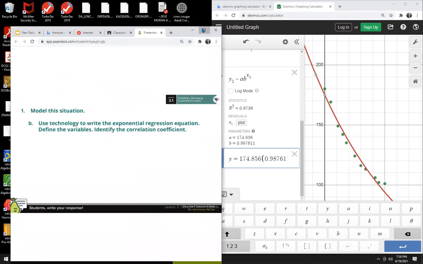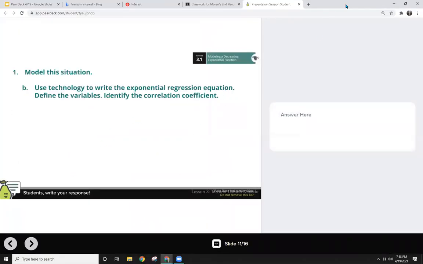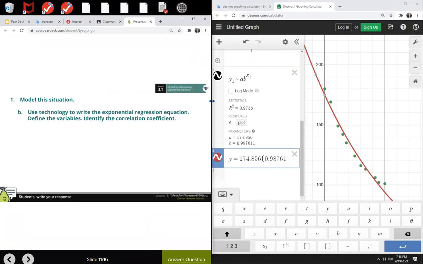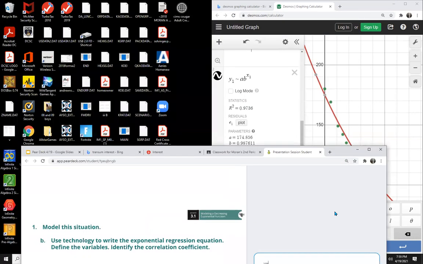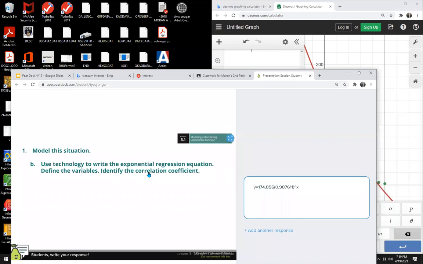Okay, so let's see. Use technology to write the exponential regression equation. So the equation is y equals 174.856 times 0.987611 to the x power. Okay, so use technology to write the exponential regression equation, define the variables. So y is temperature and x is time. And identify the correlation coefficient.